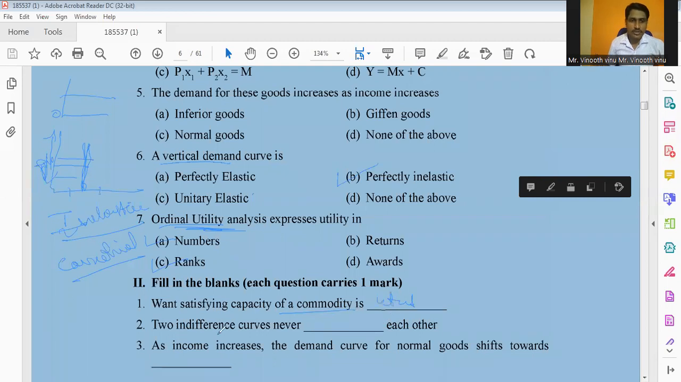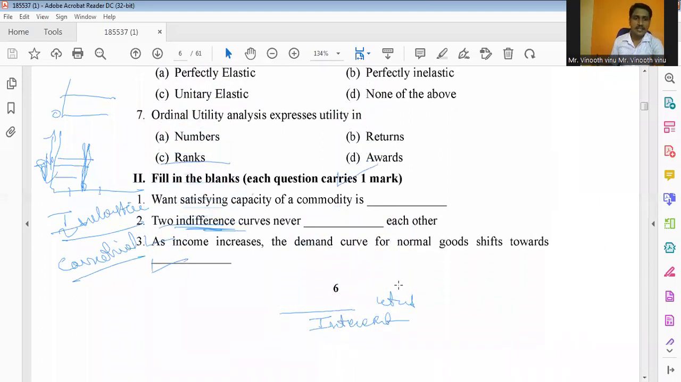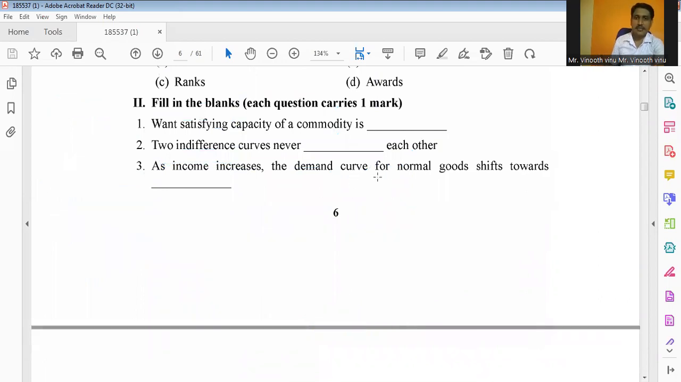Okay. Next, two indifference curves never intersect each other. Next, as income increases, the demand curve for normal goods shifts towards right, because as income increases, the demand also increases. Therefore, it shifts to right.